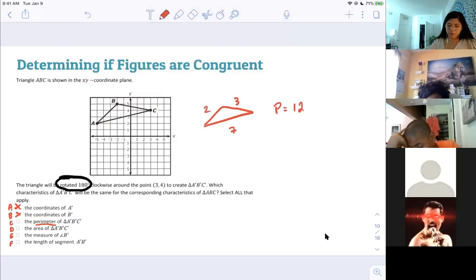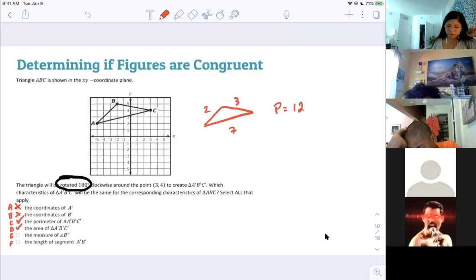So will the perimeter of A prime, B prime, C prime be the same as the perimeter of ABC? Yes. Good. Do they look exactly the same or are they different? They're the exact same shape, just in a different location. Exactly what you said. So the side lengths of that shape are not going to change, which means the perimeter will be the same. What about the area? The area will also be the same. Exactly, because the area also works with the side measurements. And if the measurements have not changed, the area will stay the same.